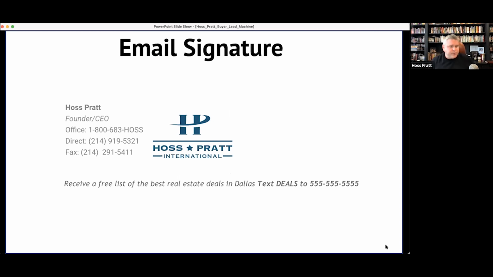Email signatures. Simple way to generate buyer leads. I don't know how many emails you send every day, but I would encourage you to have some sort of call to action in your email signature. It can be for sellers, but today we're talking buyers, and I'm going to offer them something. I'm trying to bring value to them.